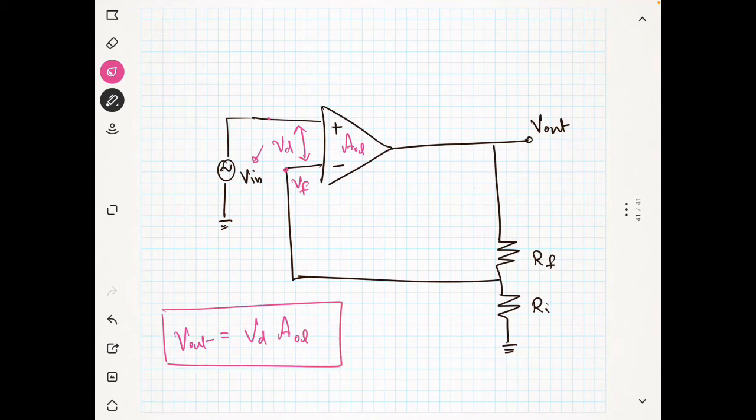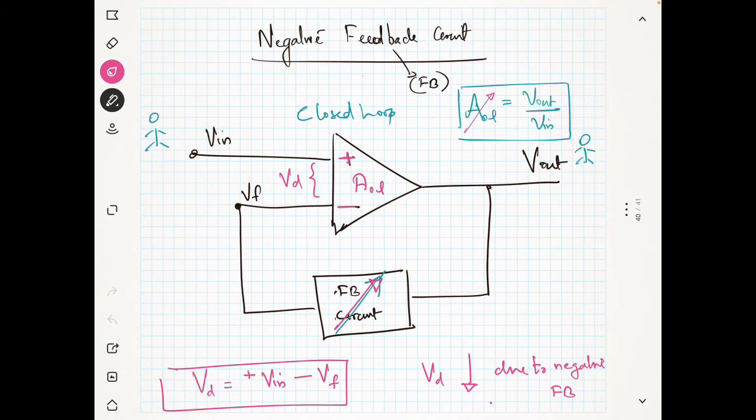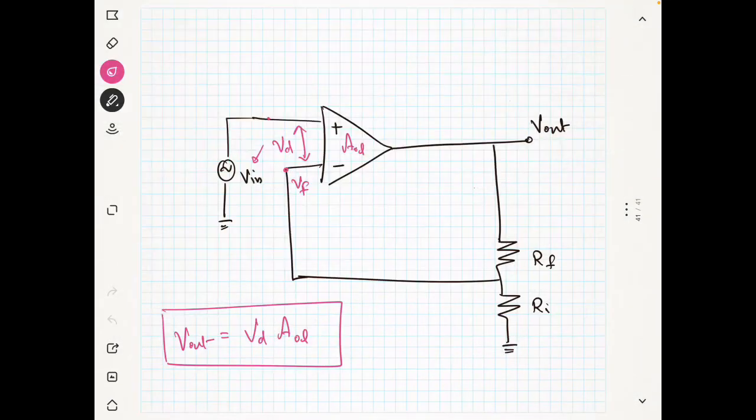Now we will see the complete expression. What is the closed loop gain of this op-amp? So how do we find the closed loop gain? That means output divided by input. That number is the closed loop gain.